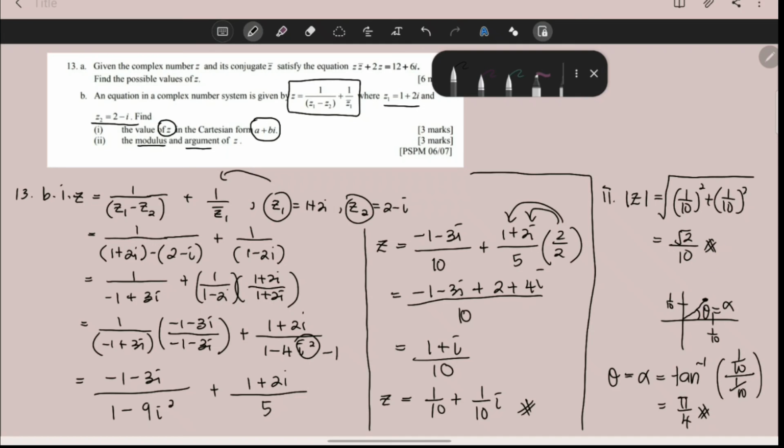Okay, that means you finish answering the question. Look at the marks given to you, only 3 and 3 marks. The 3 marks are basically for substitution and the final answer, and 1 mark maybe on the conjugate. And 3 marks here are for this one, and for the answer for both you got 1 mark, so total 6 marks.